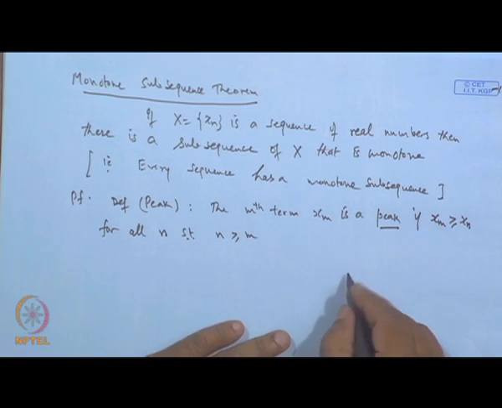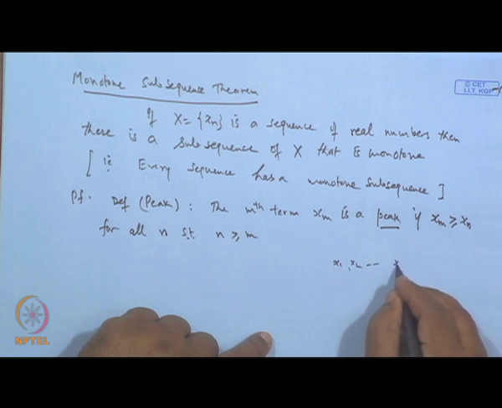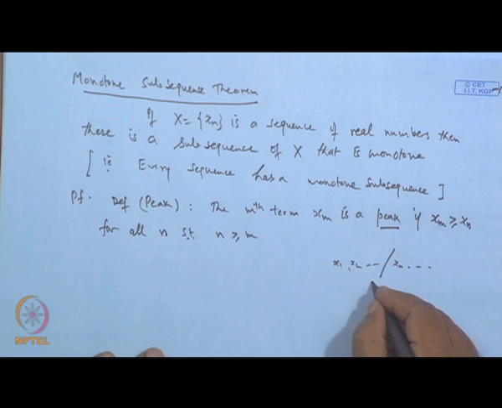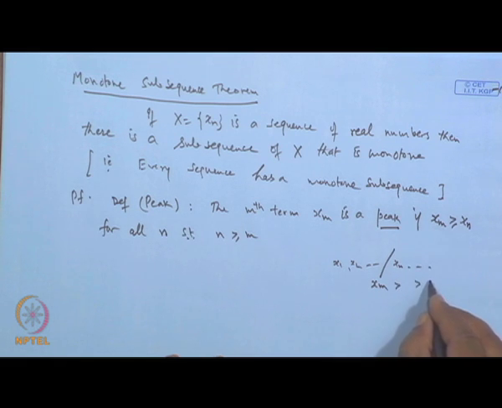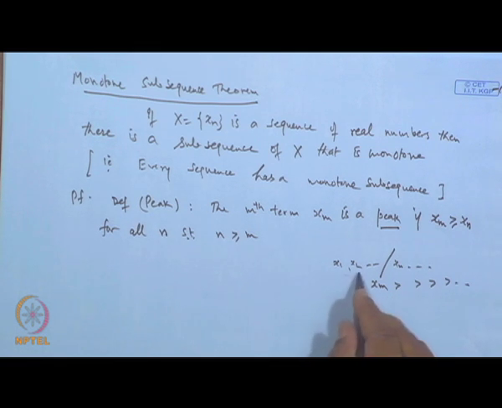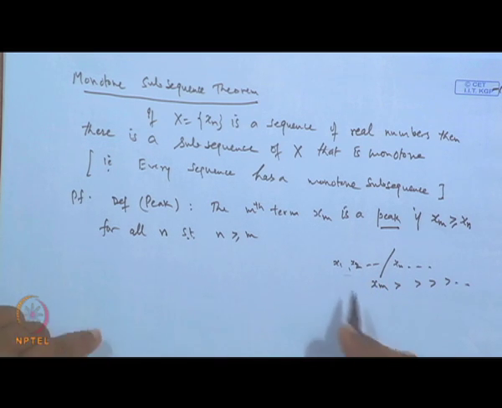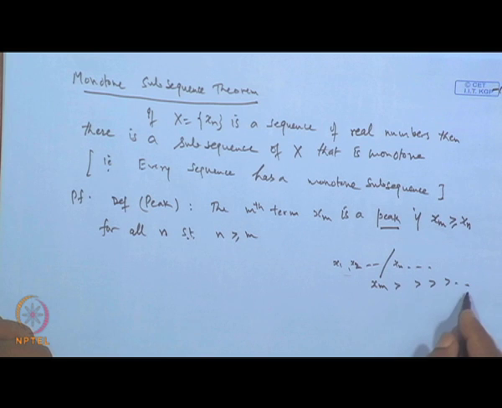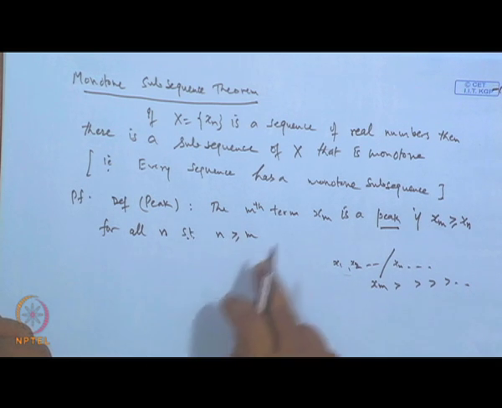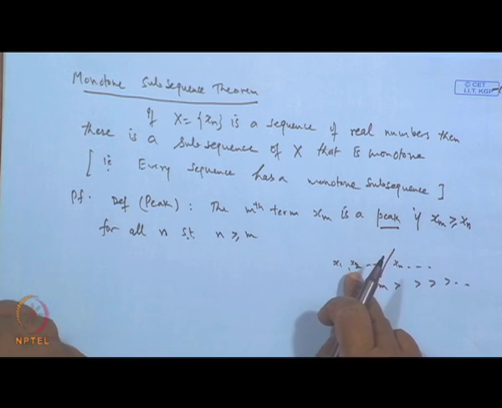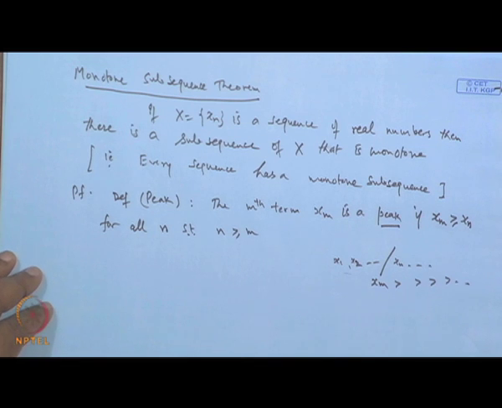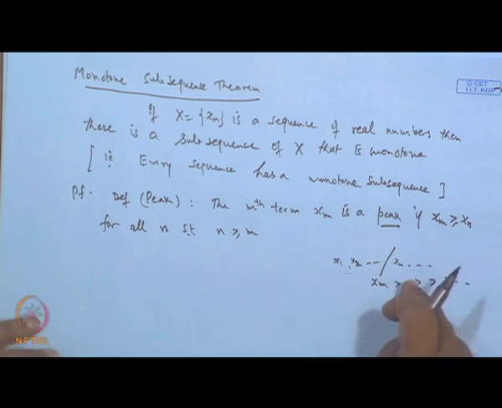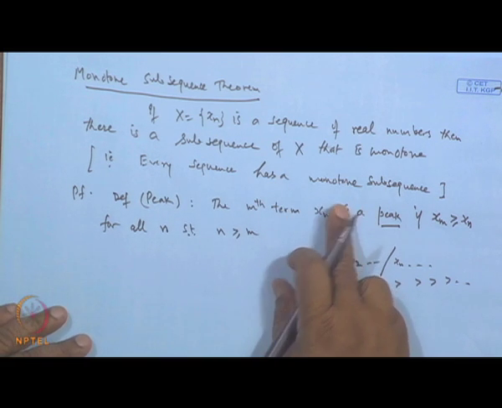Means like this, if we have a sequence x 1, x 2, x n and so on, and we identify some term x m such that all the terms after this are of decreasing nature, bounded above by x m. The terms before may behave arbitrarily, maybe x 1 is greater than x 2, x 2 may be less than x 3, we do not care. But if we find some m such that x m is greater than all later terms, then x m is a peak of the sequence x n. Using this concept we will prove that every sequence has a monotone subsequence.